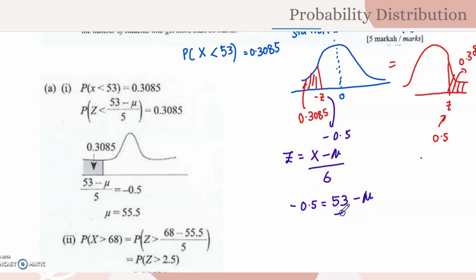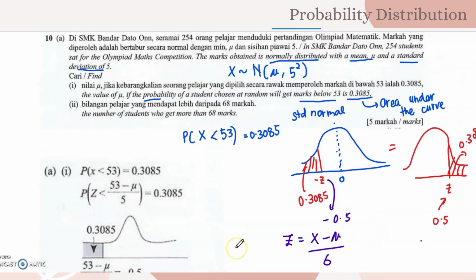Kita nak cari mean dia kan, and divide with the standard deviation, 5. So we rearrange, we get the mean is equal to 55.5. That one is question A1. So we go to question A2.